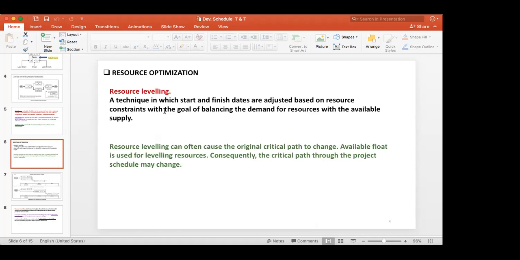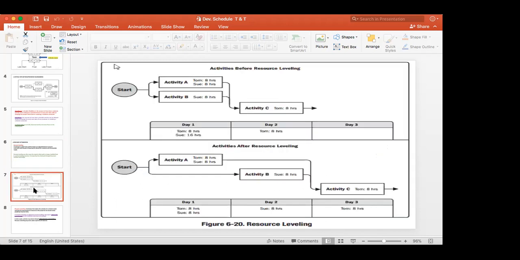It's a technique in which start and finish dates are adjusted based on resource constraints, with the goal of balancing the demand for resources with the available supply. Resource leveling is actually done because of your resource availability.